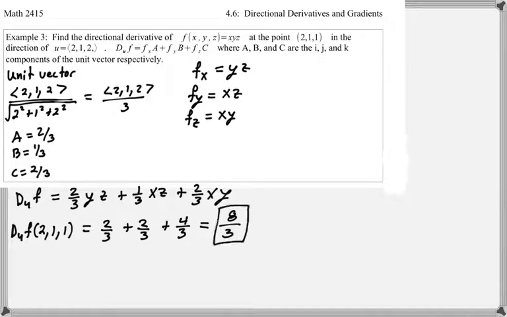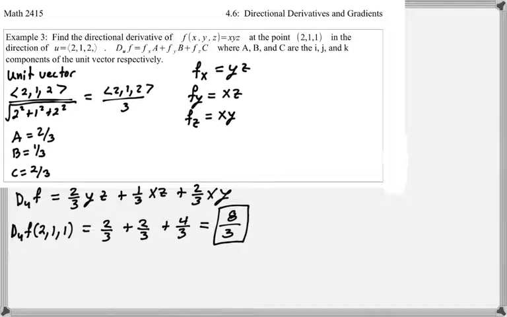So we can interpret this as going up in 4 dimensions, because this is a function of 3 variables. So the output would be like a w or something, so it would be 4 dimensions.